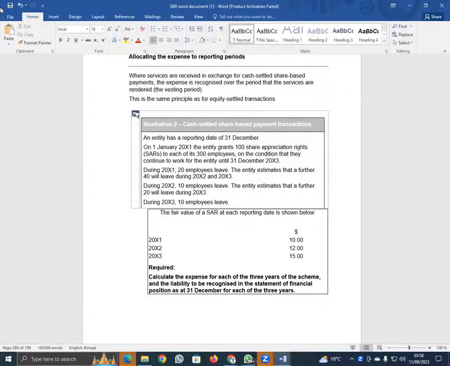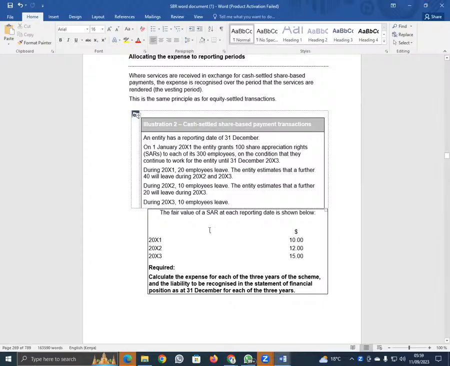This is like a tongue twister. So you're told here during 2022, 10 employees leave. The entity estimates that a further 20 will leave during 2023. During 2023, 10 employees leave.